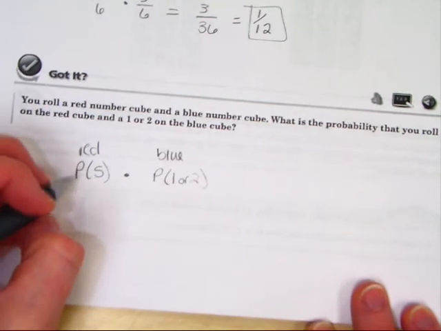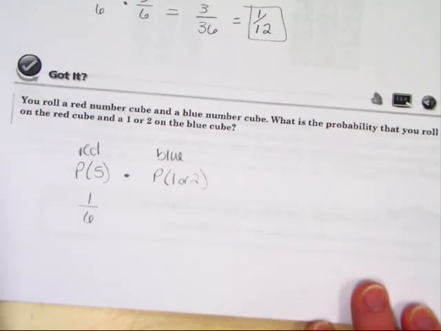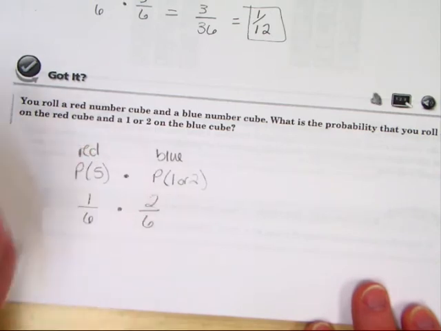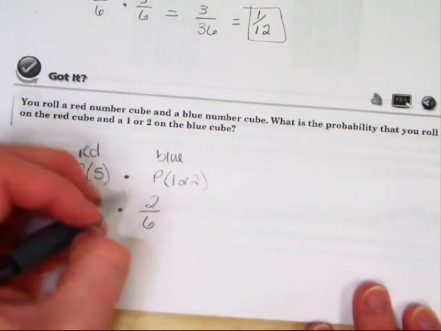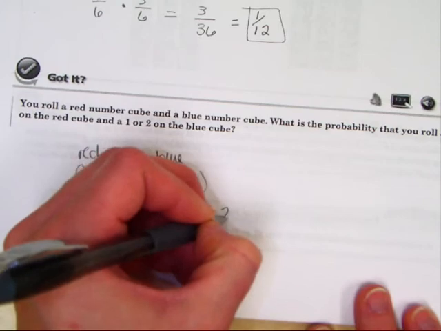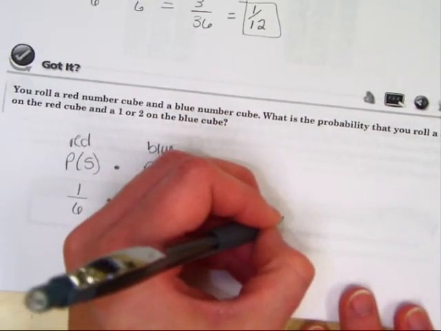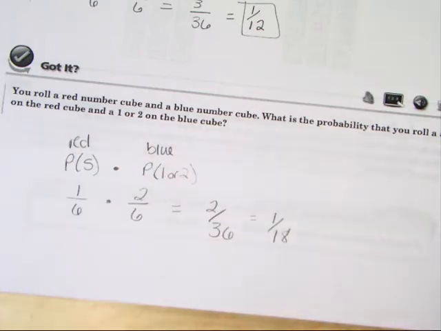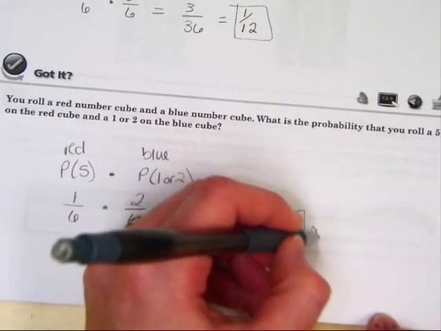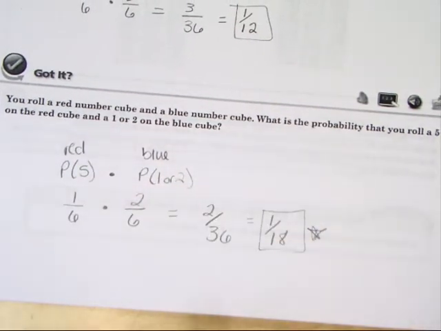Well, the probability of getting a 5 is a 1 out of 6, and the probability of getting a 1 or a 2 is 2 out of 6, because you got 2 options, 1 or 2. 1 times 2 is 2. 6 times 6 is 36. That reduces to 1 out of 18. Moving on.